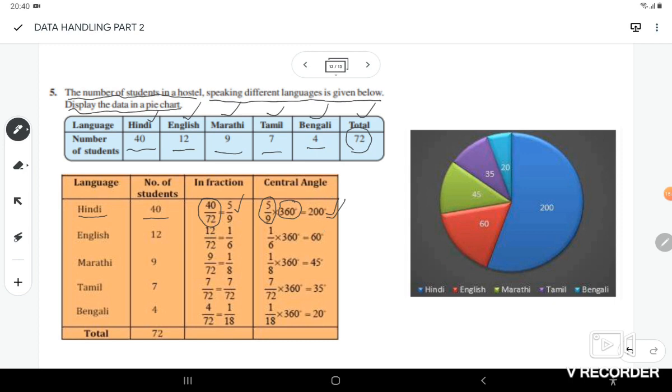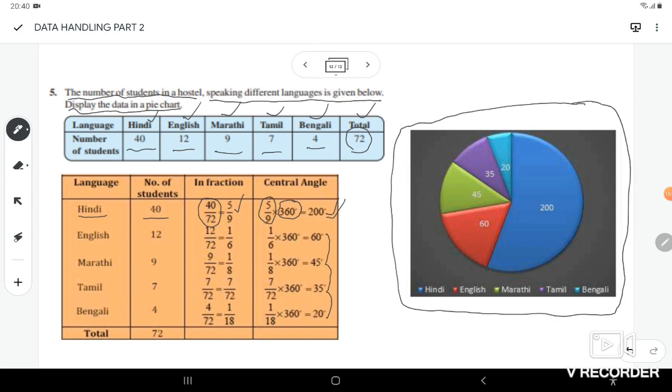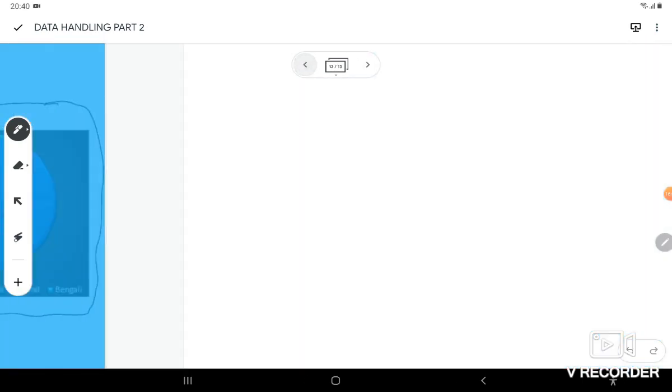Similarly, you can calculate the central angle for English, Marathi, Tamil and Bengali. So after calculating these values, by making use of the protractor, you can construct the pie chart, and you can see the resulting pie chart on the right hand side of the screen.